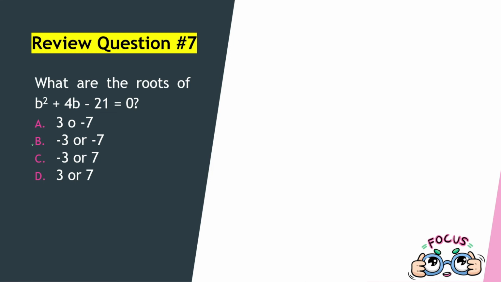Number 7. What are the roots of b squared plus 4b minus 21 equals 0? Again, when we talk about roots and solutions, they are the same: the value that will satisfy the given equation. So, kapag sinubstitute mo yan, yung value ng b, pinalitan mo ng 3 or negative 7, dapat mag-equate siya sa 0.